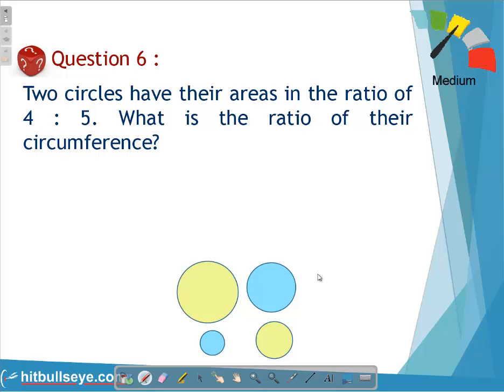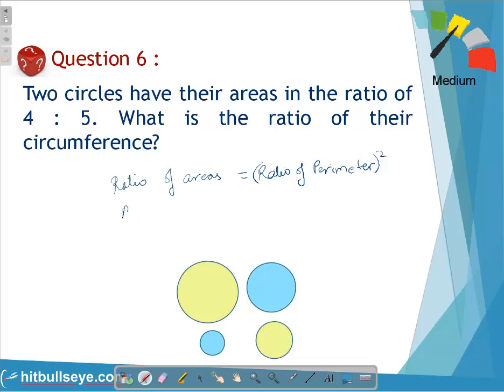Here the question says two circles have their areas in the ratio 4:5. What is the ratio of their circumference? Now again we know that the ratio of areas of two similar figures is equal to the ratio of perimeter or circumference, squared.